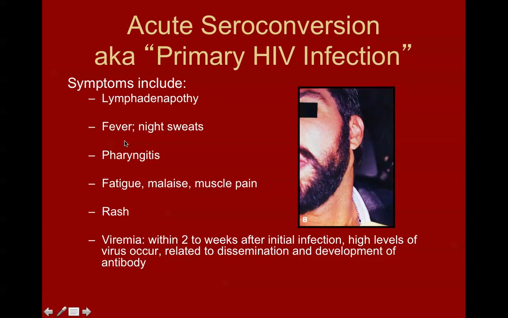And here are some of the other symptoms: lymphadenopathy, fever, night sweats, pharyngitis, fatigue. Malaise just means overall general unwell being, just really worn out. Muscle pain, a rash. And then viremia, where this means you're getting a high load of virus in the bloodstream within 2 weeks after initial infection. Okay, very high levels of virus, and these symptoms are related to that. It is the body starting to fight this back and to develop the antibody that will then later be seen in the blood test as this patient seroconverts.